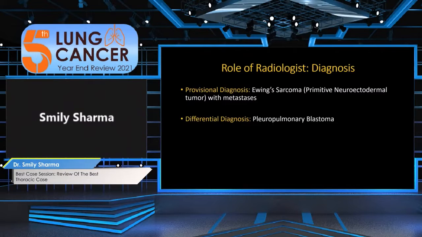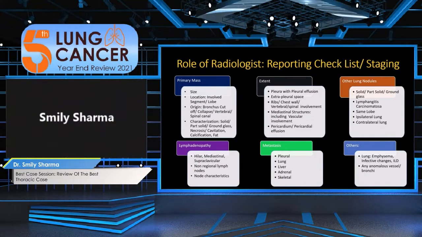Considering the diagnosis of a heterogeneous mass with multiple cystic areas showing multi-compartmental invasion and presence of bony metastasis, a provisional diagnosis of Ewing sarcoma was kept with a differential diagnosis of pleuropulmonary blastoma. The role of the radiologist is very important in such cases in the establishment of diagnosis as well as in establishing the extent of the disease.